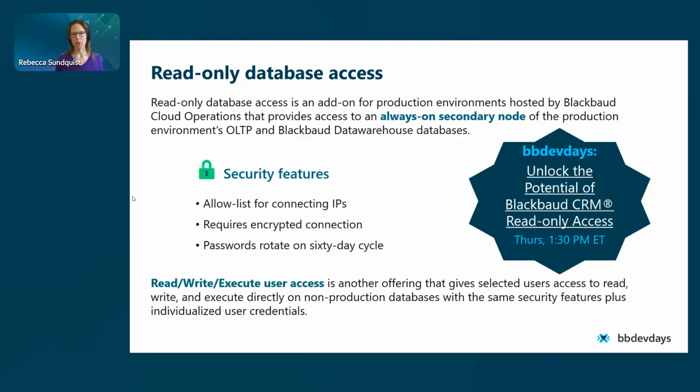There's security involved, of course, to keep your secondary node secure. Only allow-listed IPs can connect. The connection must be encrypted, and passwords are rotating on a 60-day cycle.